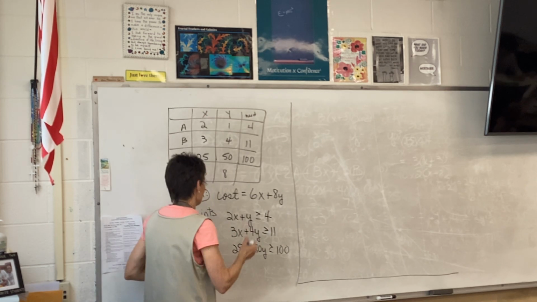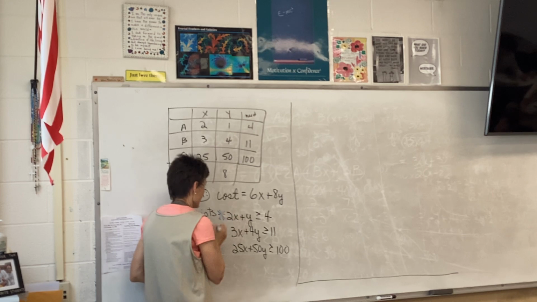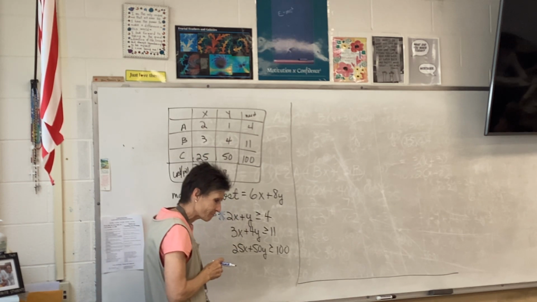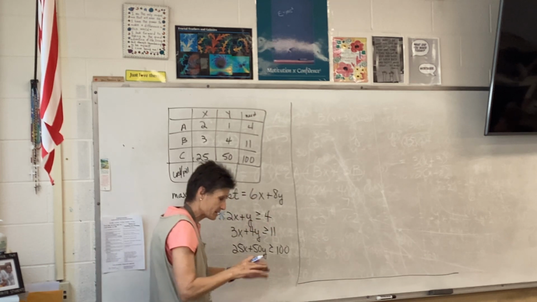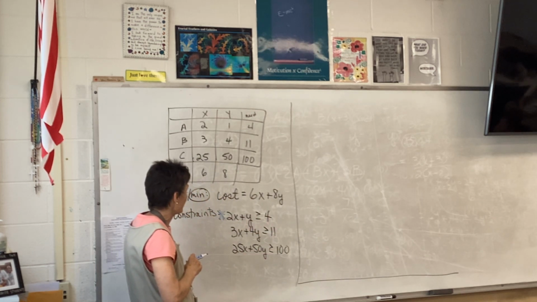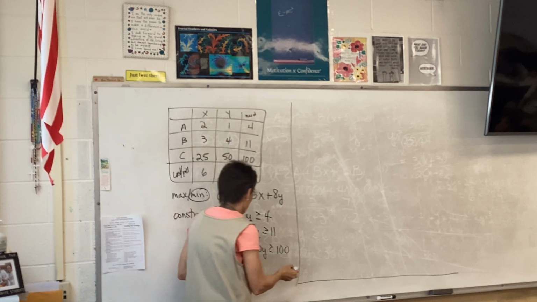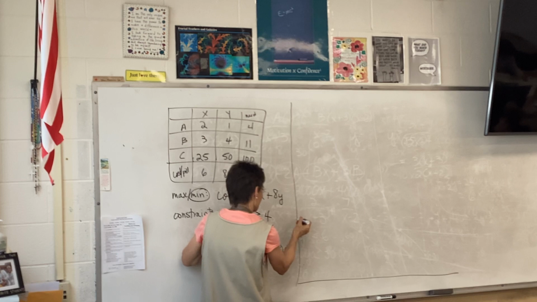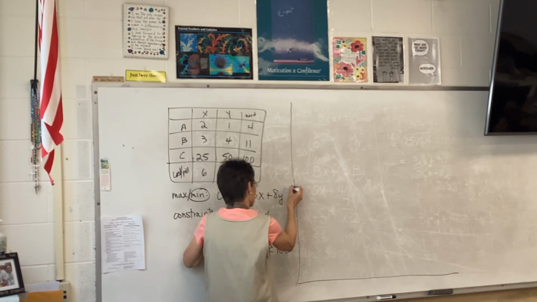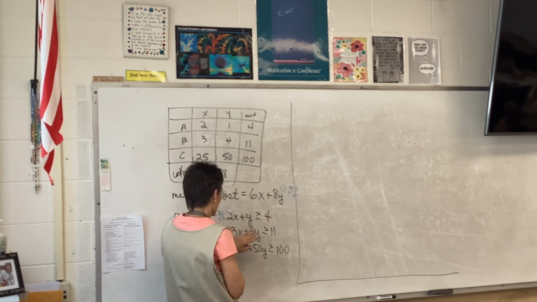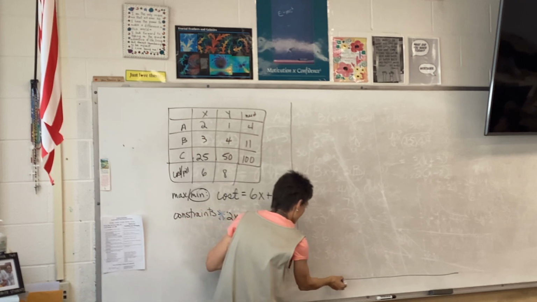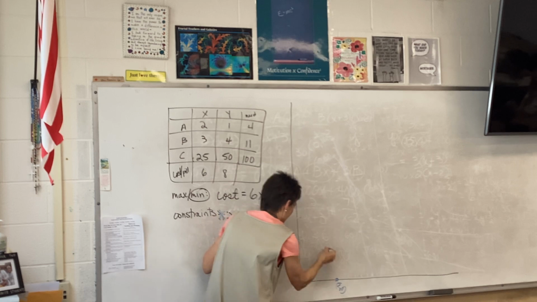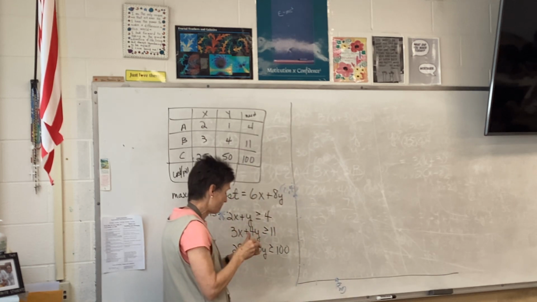So now I'm going to graph them. So right here, I'm going to use a scale of 1. Yeah, I've got it kind of spread out there for you on the paper. So if x is 0, y is 4. If y is 0, x is 2. So there's my first line.